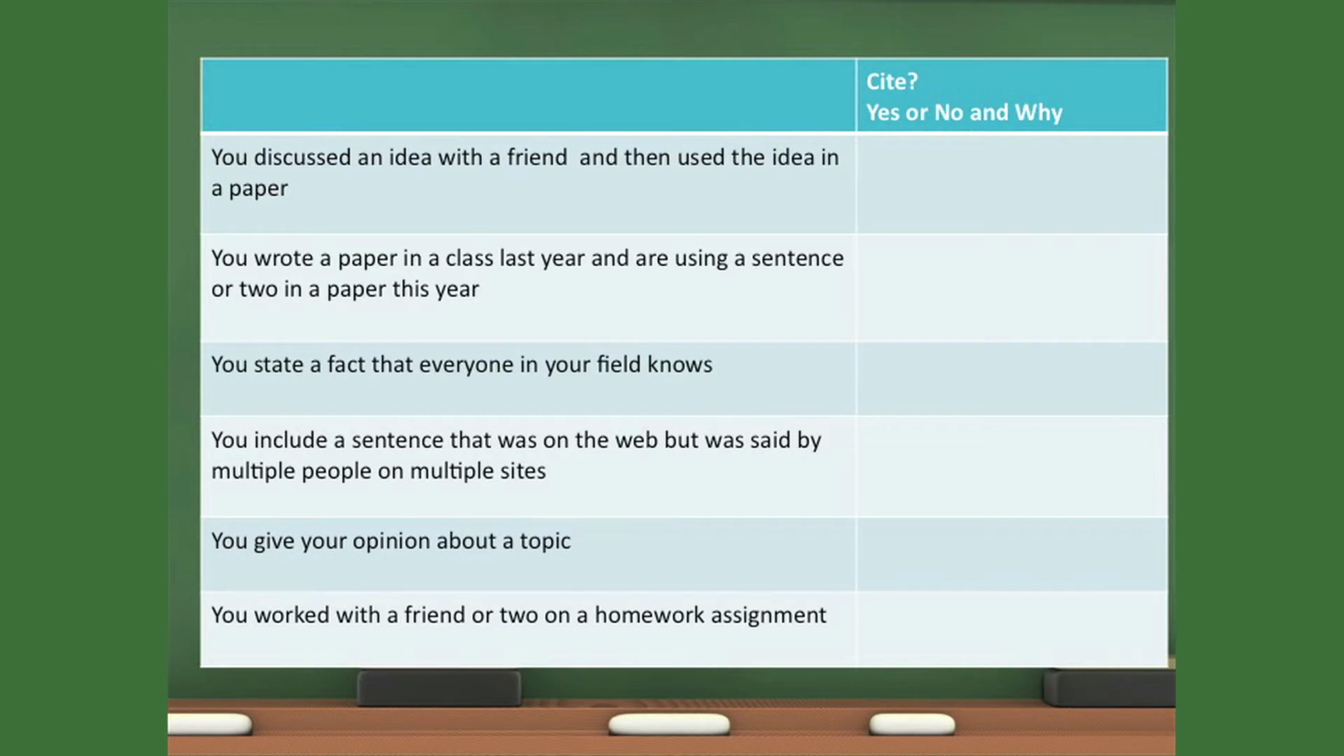You state a fact that everyone in your field knows. True, you have to cite it. False, you don't. 5, 4, 3, 2, 1. False, and then some truths. Why did you say true? Well, even if it's well known, it's not yours, so you still need to cite it.